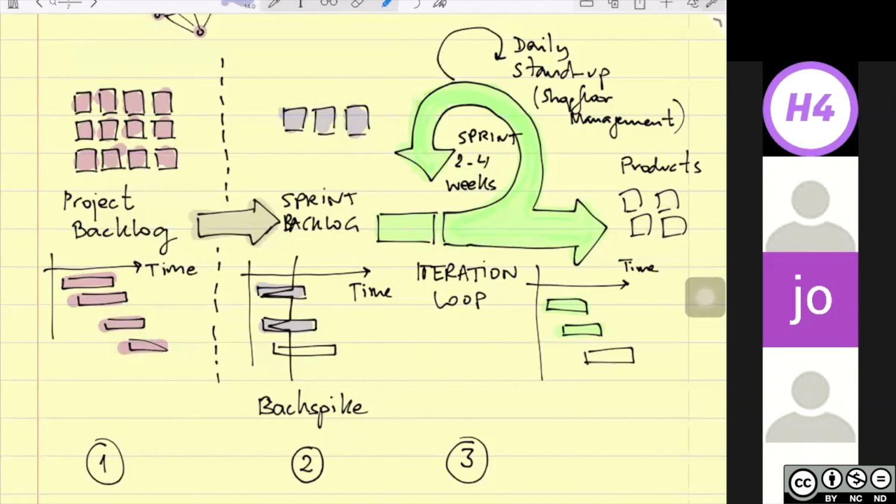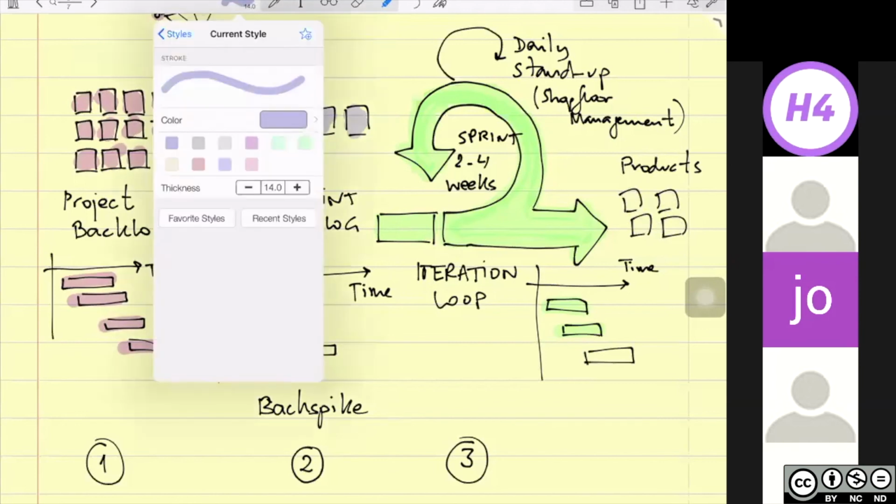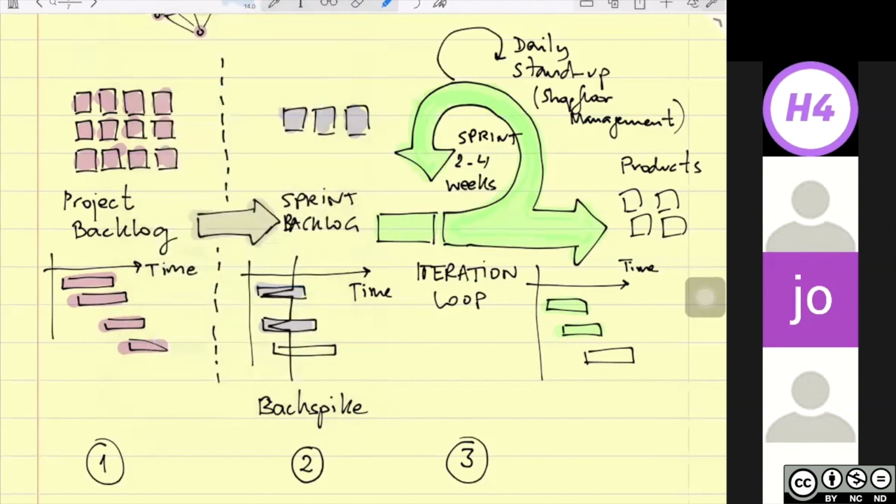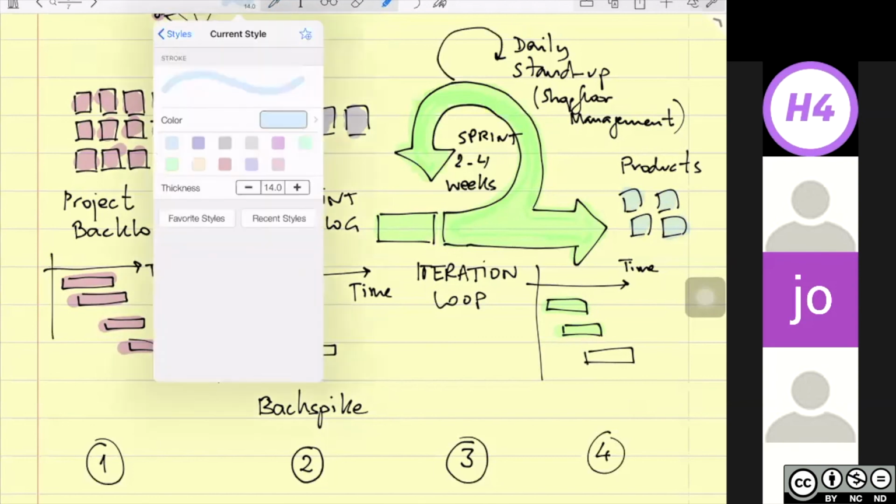No, I don't like it, wait. So better. Okay, so this is our Scrum framework. Any questions? Any questions, anybody?